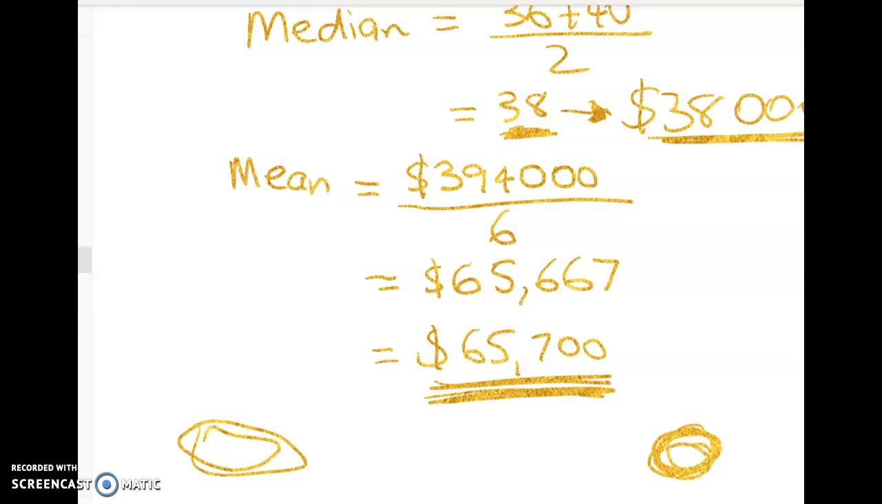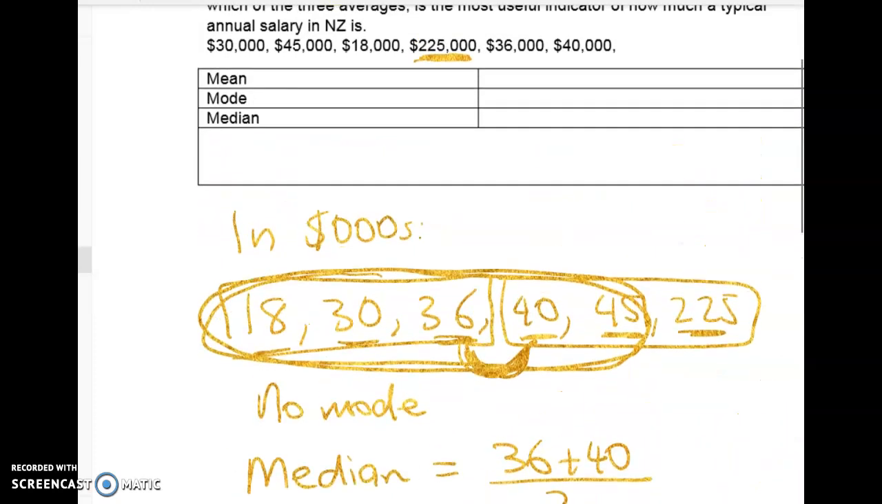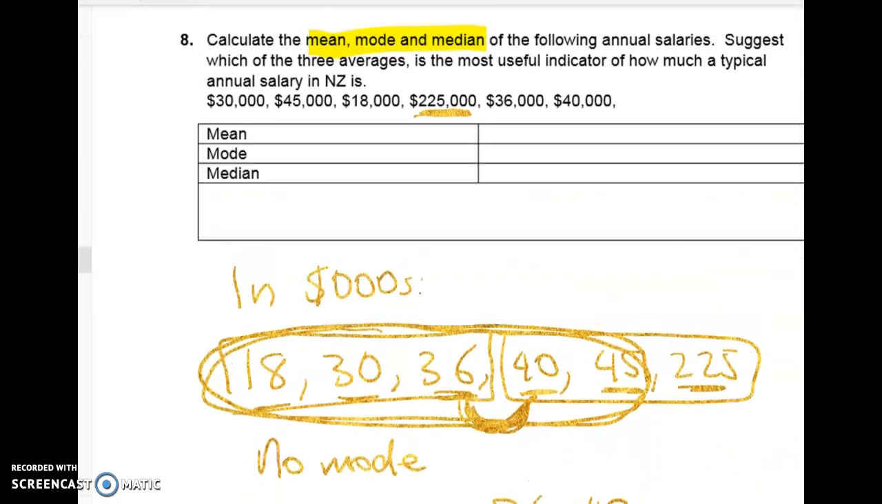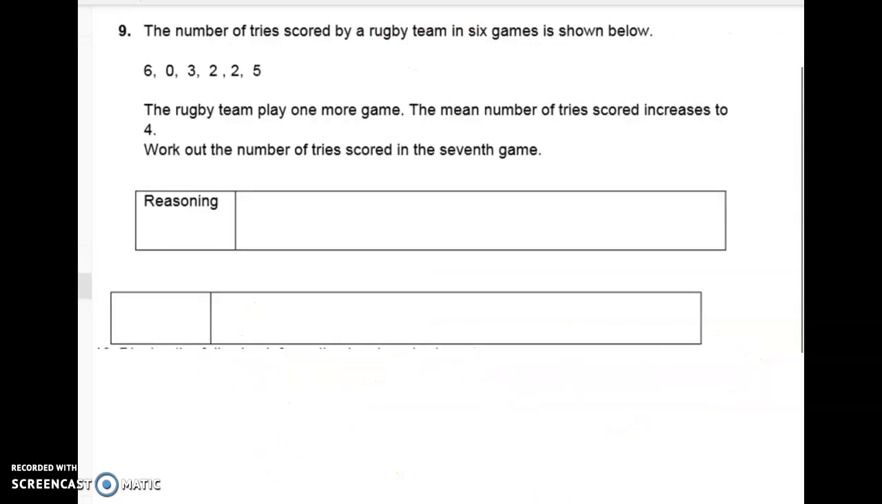Now we call that an unusual value, or sometimes we call it an outlier, right? And we're going to talk about those quite a lot over the next few years when we do statistics. And when we're doing stats, when we sum things up, we don't want to be very heavily influenced by strange and unusual things. Okay, so here the best one to use is the median, because it gives the best sense of a typical salary in New Zealand based on this sample. Right, on to the next question.